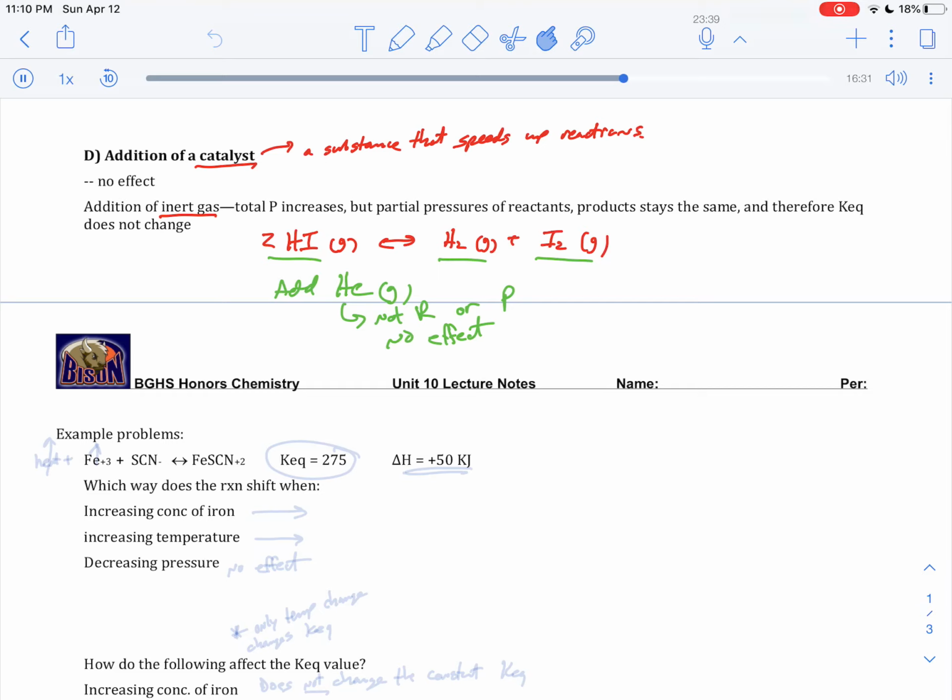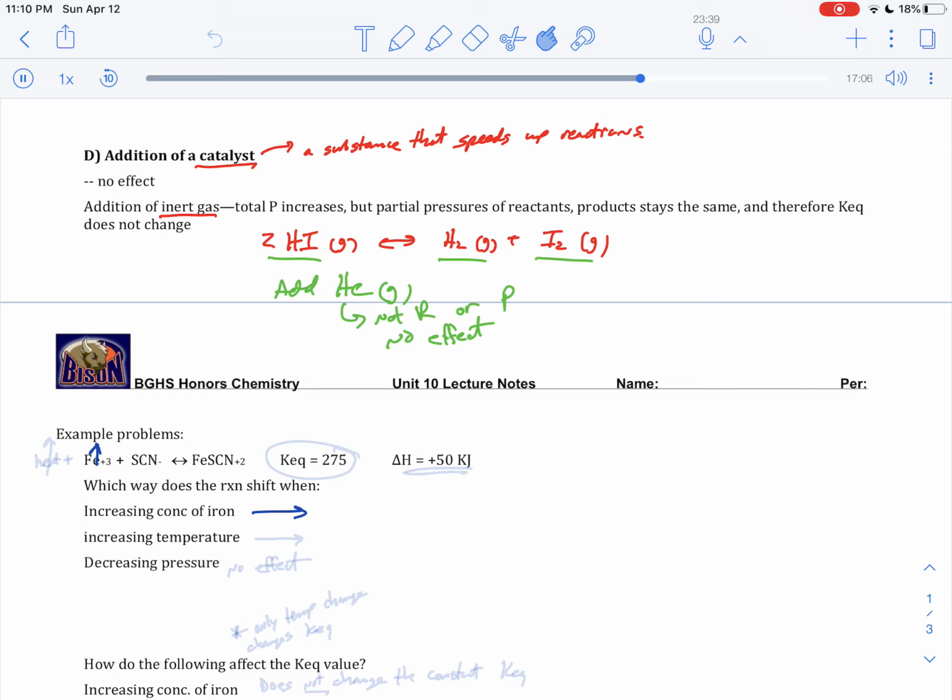Okay, so let's take a look at these examples here. Take a minute and see if you can answer them, and then I'll go over the answers. Hopefully you said for the increase in the concentration of iron, increasing the iron will give you too much reactant. The reaction is going to shift to the right, and it's going to try to use up that extra reactant.